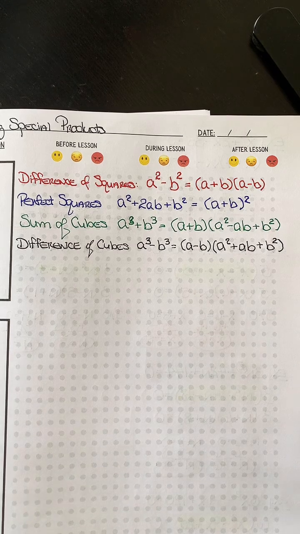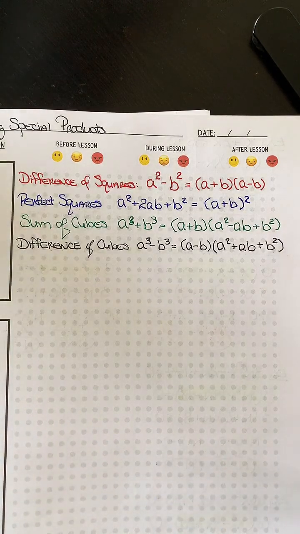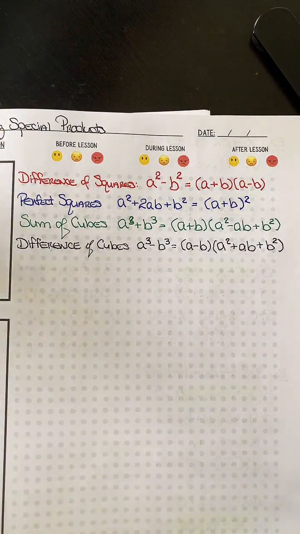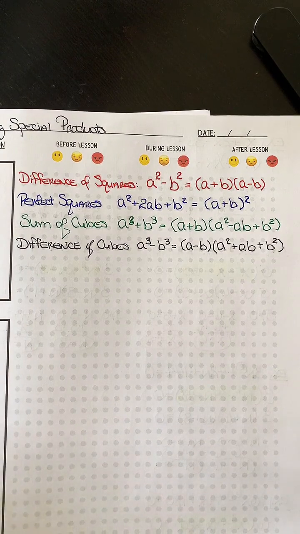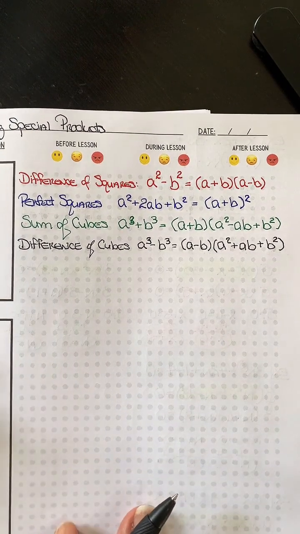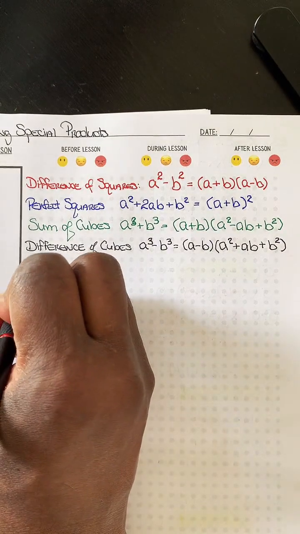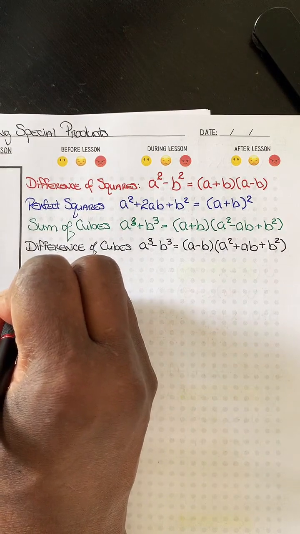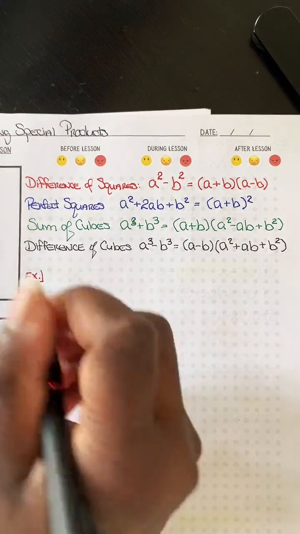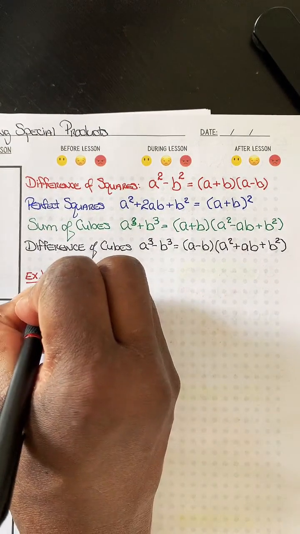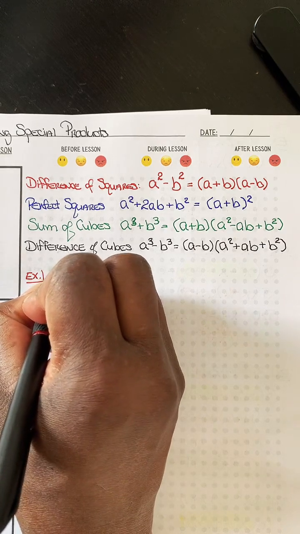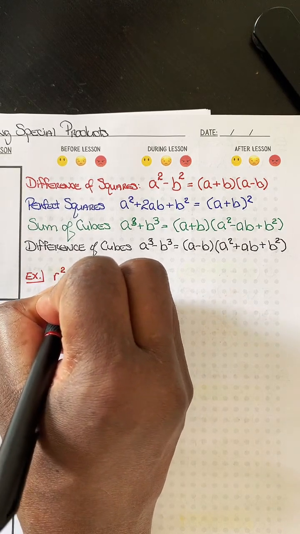All right, so let's take a look at each and every one of these. When I say the difference of squares, I'm going to try to keep the same color palette because it'll be a little bit easier for you guys to identify. So when I'm talking about the difference of squares, the easiest one, let's say r squared minus 16.